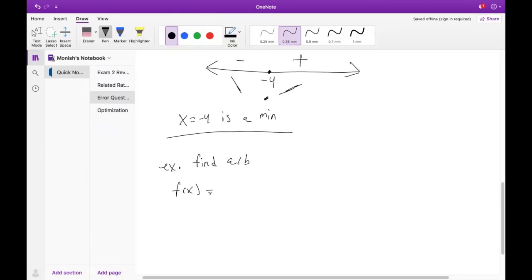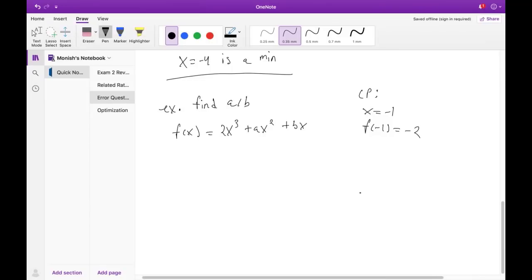It says f of x is equal to 2x cubed plus ax squared plus bx. And it tells you you have a critical point at x equals negative 1. And it tells you f of negative 1 is equal to negative 2. So that's what you're given. So the first thing you're going to want to do is take the derivative again. So 6x squared plus 2ax plus b.